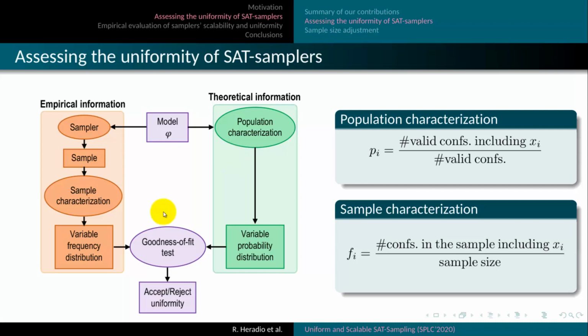In particular, we apply a goodness of fit test to compare variable frequency distribution with variable probability distribution. In other words, for each feature, we compare its probability with its frequency. Feature probability is the number of valid configurations, including the feature, divided by the total number of valid configurations. Feature frequency is the empirical equivalent to probability, and it's the number of configurations in the sample, including the feature, divided by the sample size.